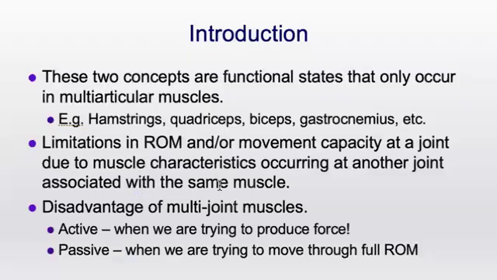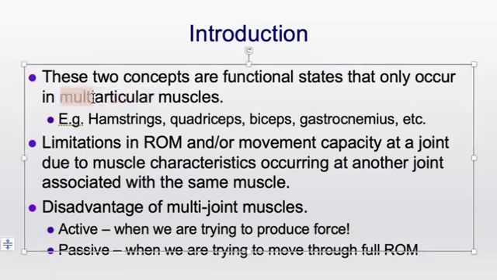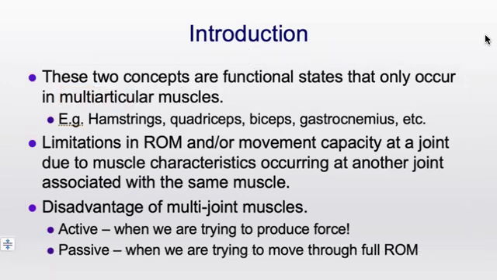Active and passive insufficiency are related but very different concepts, and I want you to understand them. I've got a couple of examples here that will help you. These concepts are functional states that only occur in what we call multi-articular muscles. Articular means joint, multi means many, so these are any muscles that cross multiple joints.